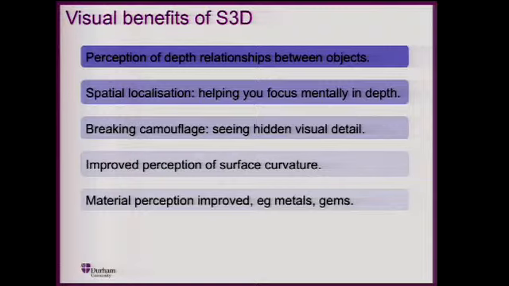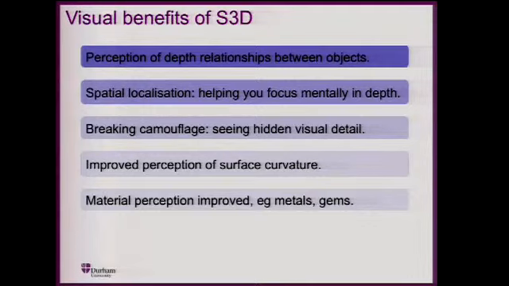If you're in the military, it's great for picking out tanks. You can pick out a camouflage tank that you don't see in 2D. So you can see hidden visual detail, and a lot of the scientists who come and use our lab see things in stereo pictures they don't see in 2D pictures. If you're a product designer, it gives you a better perception of surface curvature. You want to see a car in 3D, you see a much better presentation in 3D of surface curvature. Or if you're designing kettles or water coolers or whatever you design.